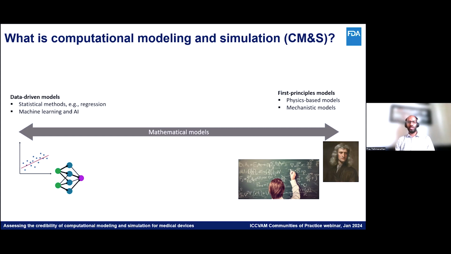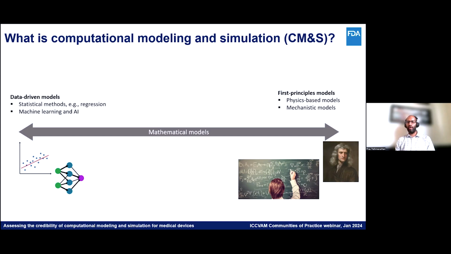This figure illustrates that there's a spectrum of mathematical models. On the left-hand side, there are the models where there's a lot of data available, and it's possible to use statistical methods to fit models to the data or use more modern machine learning algorithms. AI generally falls within this category, and they're sometimes referred to as data-driven models, sometimes empirical models. On the other side is the situation where there's a lot of knowledge available about the system, and it's possible to derive governing equations, usually based on physical principles.